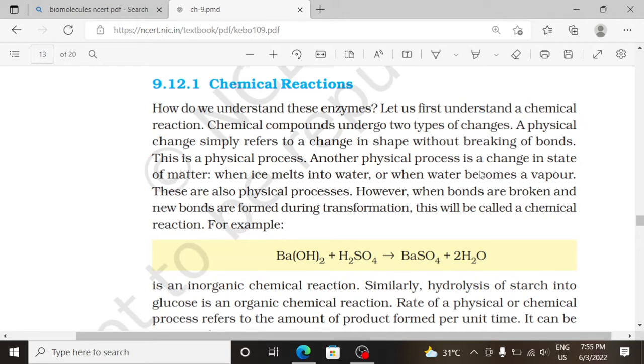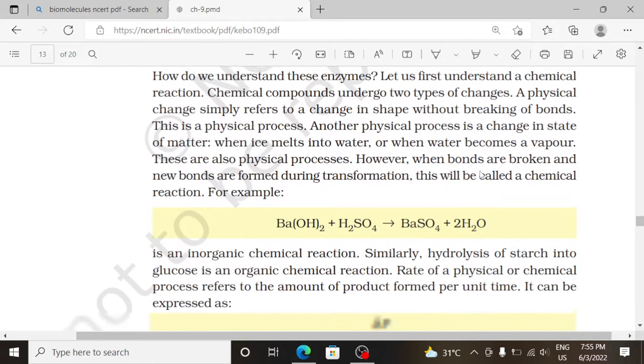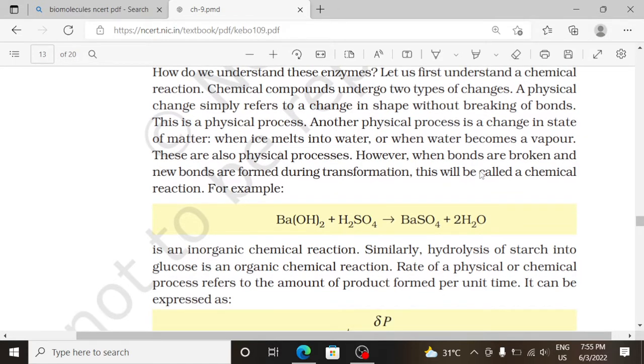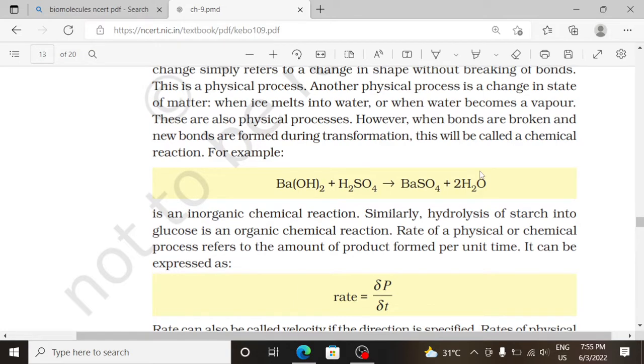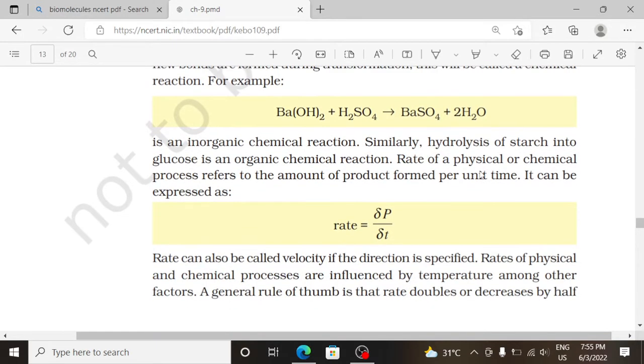However, when bonds are broken and new bonds are formed during transformation, this will be called a chemical reaction. For example, Ba(OH)2 plus H2SO4 gives BaSO4 plus 2H2O is an inorganic chemical reaction. Similarly, hydrolysis of starch into glucose is an organic chemical reaction.